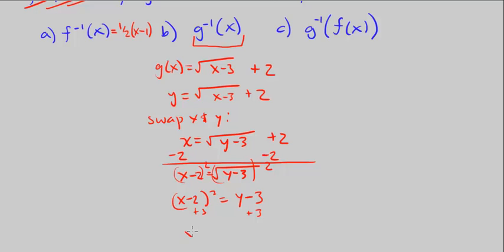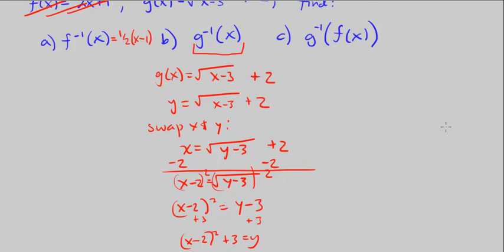And we get (x minus 2) squared plus 3 equals y. Okay, so that right there is our inverse function of g: (x minus 2) squared plus 3. Okay? Let me write that again. The inverse of g equals (x minus 2) squared plus 3. So how do we check this?